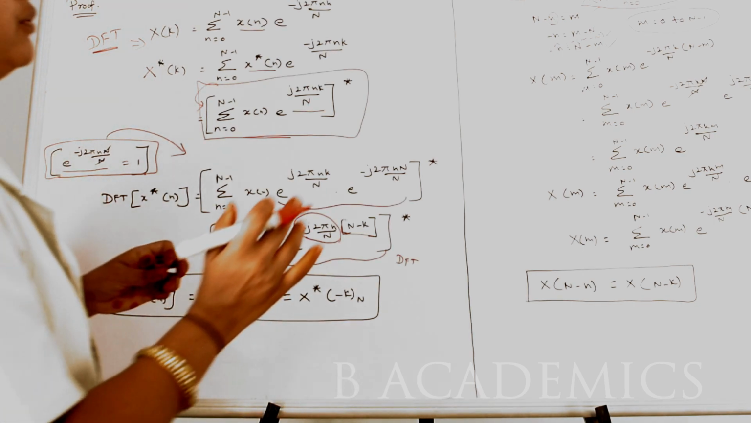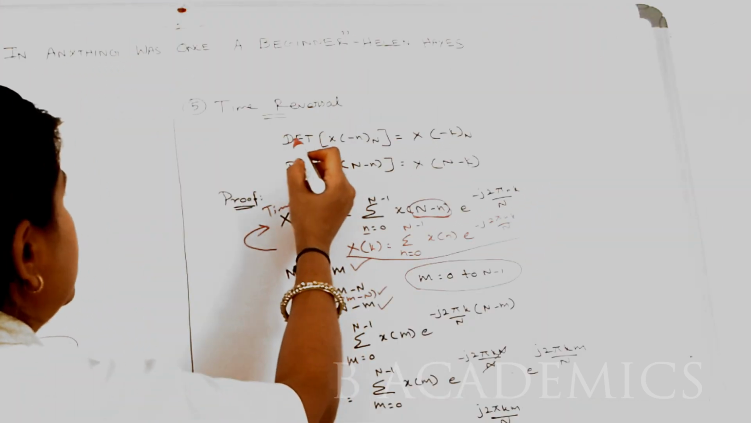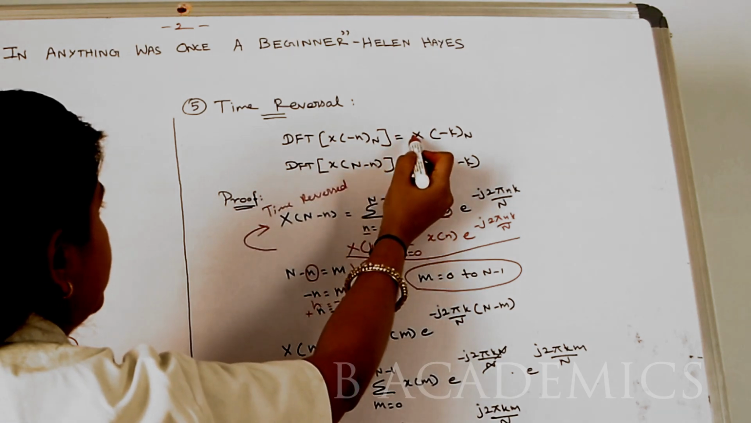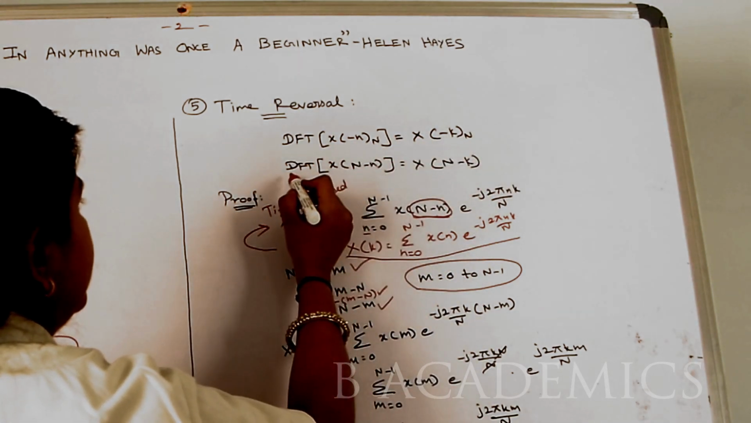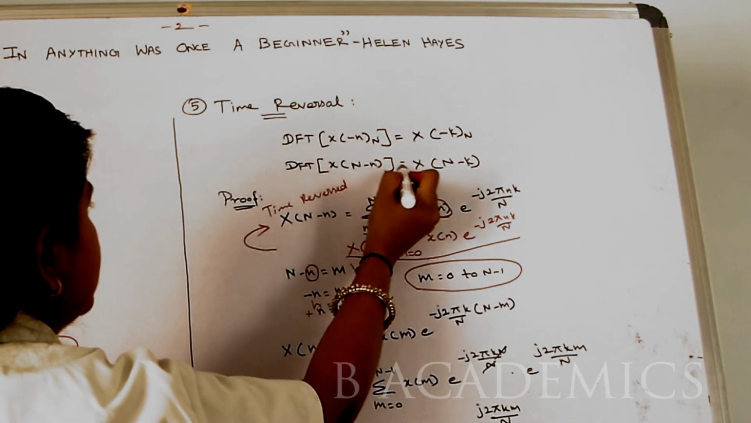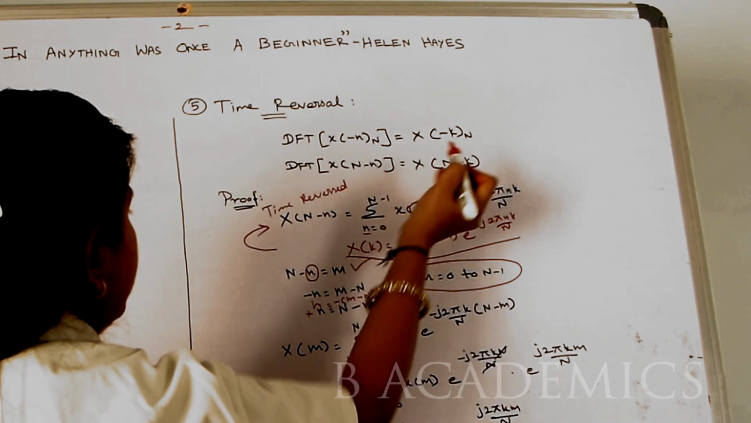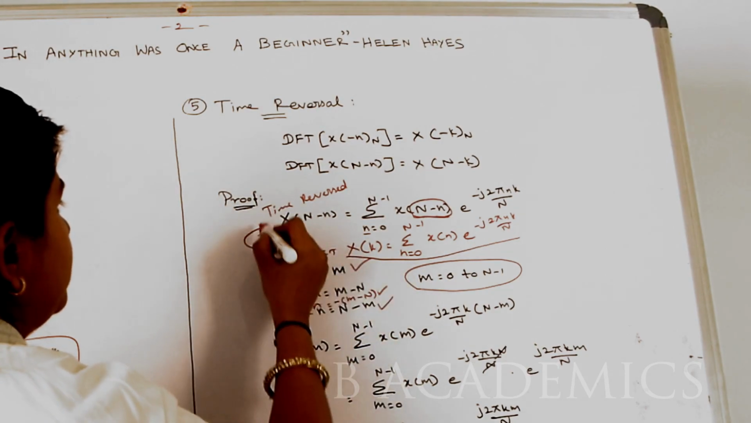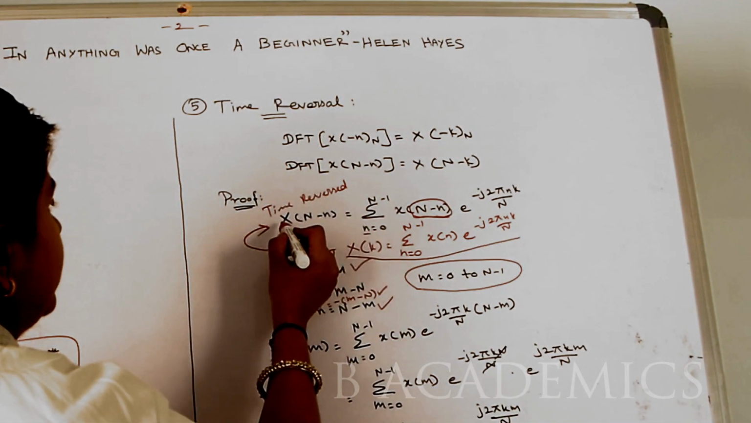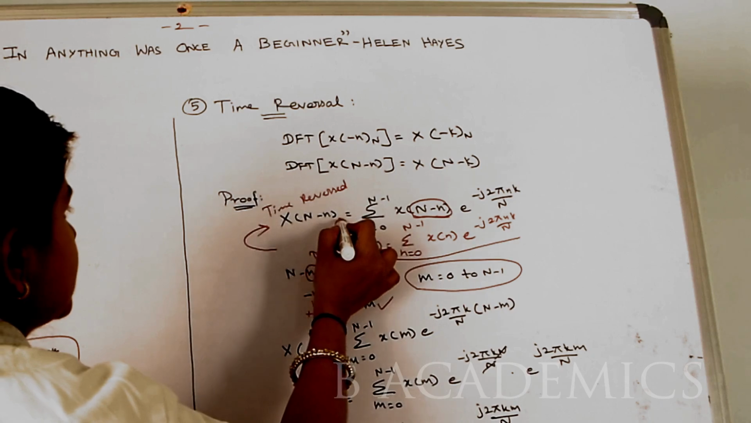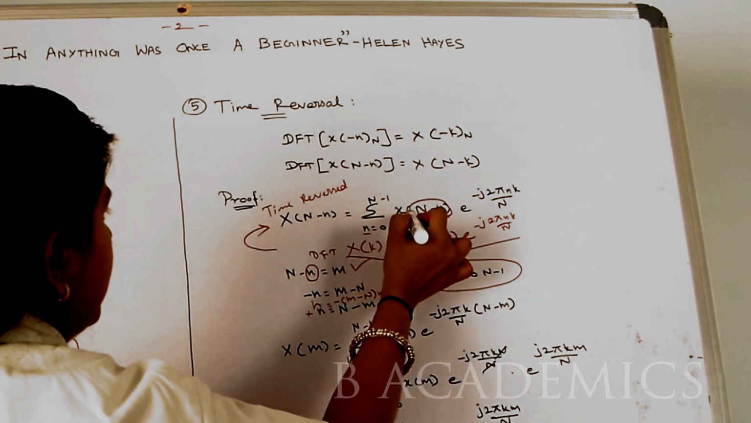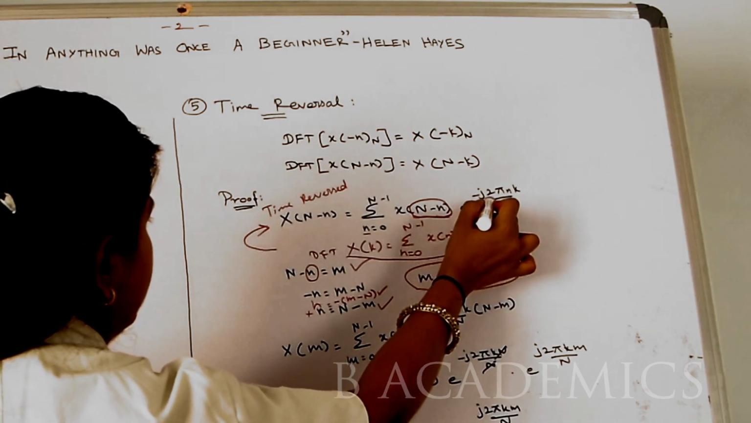Next one, time reversal property. It states that DFT of x of minus n mod N is equal to X of minus k mod N, that is, DFT of x of N minus n is equal to X of N minus k. So you know the DFT formula, right? Here I am considering the time reversed signal. It can be written as x of N minus n is equal to summation n equal to 0 to N minus 1 x of N minus n e power term.